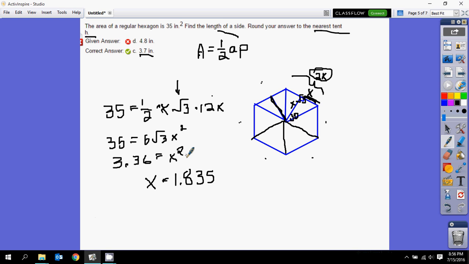How do I get rid of a square? You take the square root. Okay. So when I take the square root, you get roughly 1.835. But the problem was, that was not the whole side length. That was just half of it. So I have to double it to get to the side of the hexagon. So 1.835 times 2 gets me to 3.67, and that rounds to 3.7. Okay.